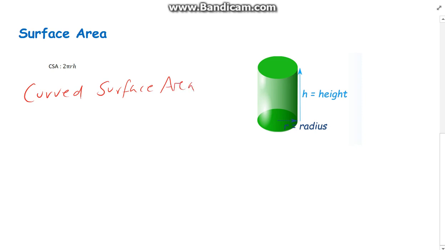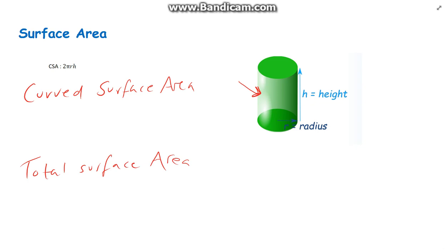But in some exam questions, they can ask you for the total surface area. And these are two different things, okay? So if we think of the curved surface area, you're thinking of your box of Pringles, and you're thinking of this part of it, this is your curved surface area. If you think of the top of it, the lid is flat and the base of it is flat, okay?